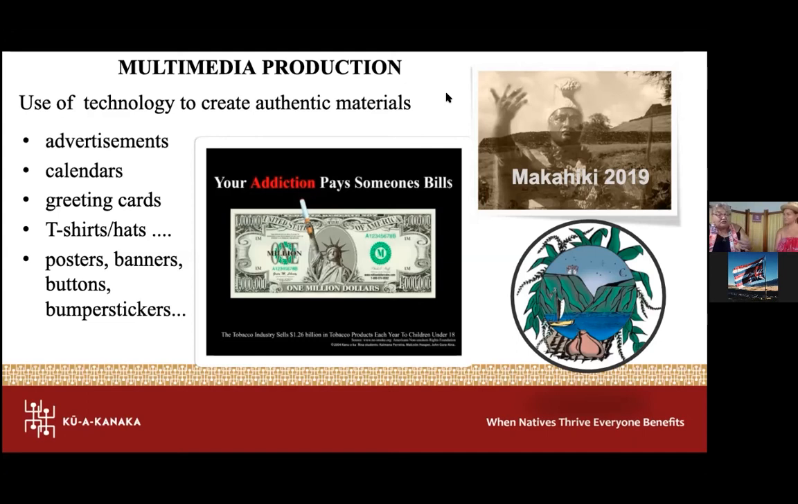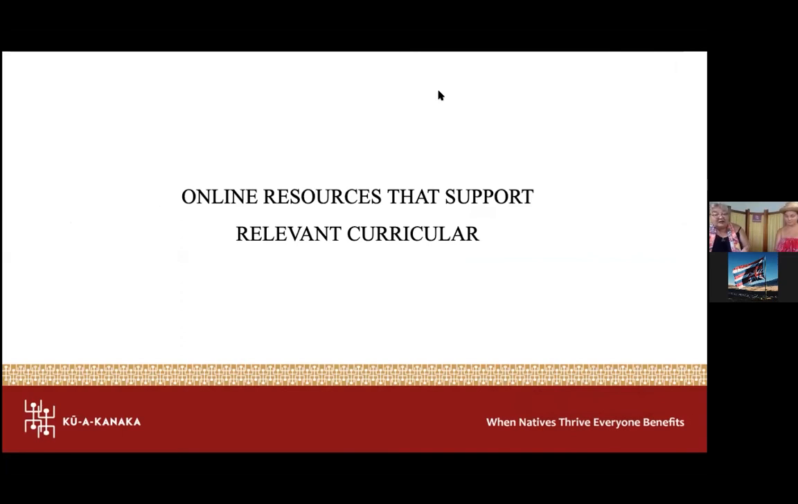Other things that the students can produce are calendars, particularly moon calendars or tide calendars, all of those kinds of things. Greeting cards, they can design T-shirts and hats. They can create posters, banners, buttons, and bumper stickers. But these would all be what I would consider authentic materials, things that actually make sense, right? You're not just writing a paper that the teacher reads and throws in the rubbish, but you're actually creating things that people can use and that people can learn from. And I think that really is the important part on the relevance.